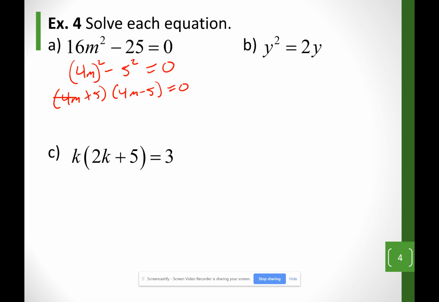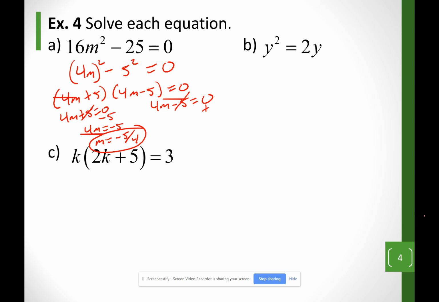I'm going to let each of my factors equal 0. I'm going to say 4m plus 5 is equal to 0. I'm also going to say 4m minus 5 is equal to 0. In my first equation, let me subtract 5. 4m is equal to negative 5. Divide both sides by 4. m is equal to negative 5 over 4.